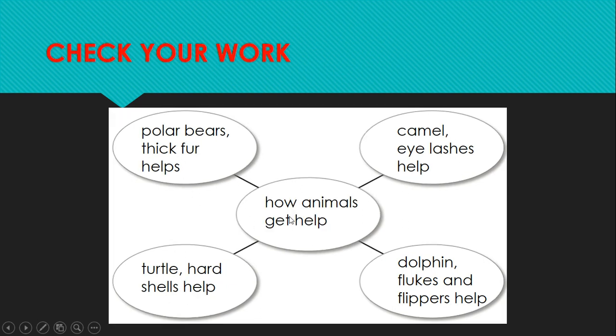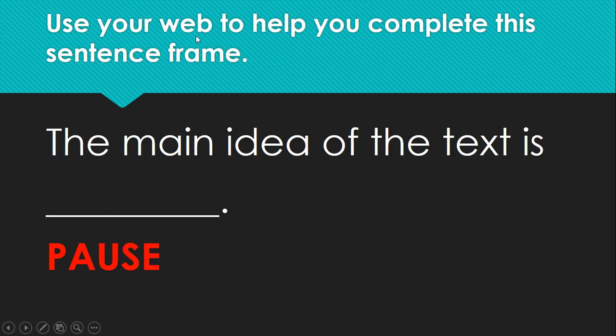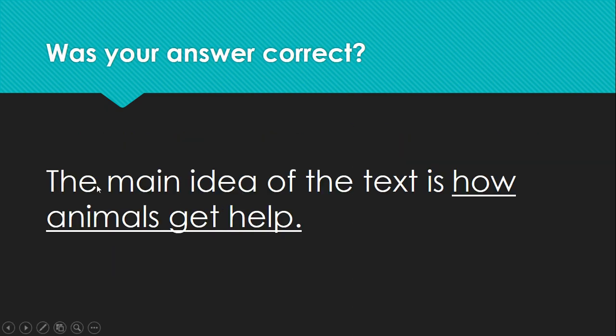Now, check your work. Did you write the correct main idea? How animals get help. Use your web to help you complete this sentence frame. You can either say it or you can write it. The main idea of the text is, and go ahead and use your web to help you. Check your work. The main idea of the text is how animals get help.